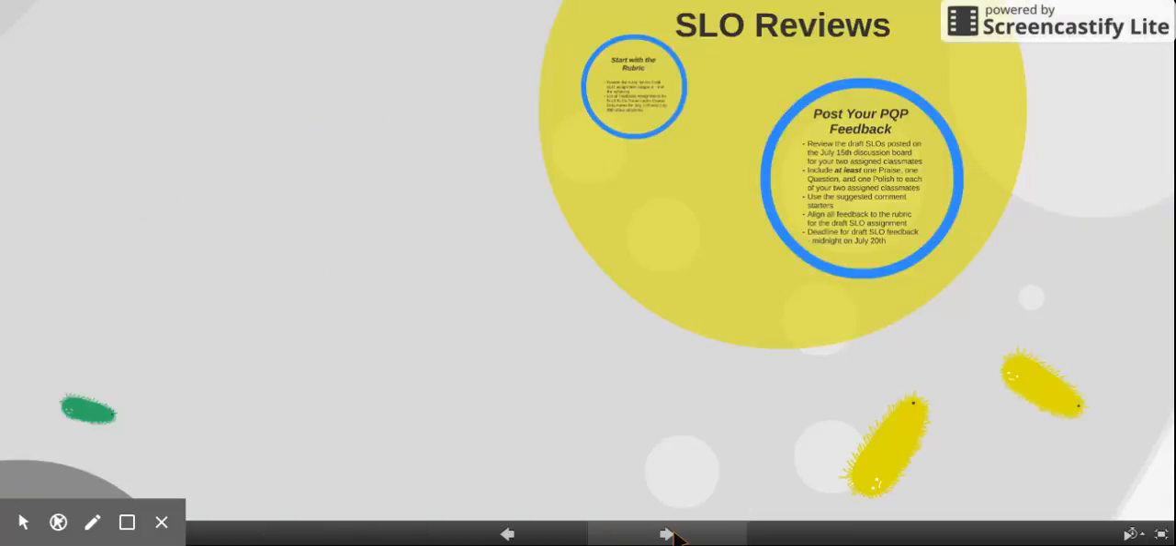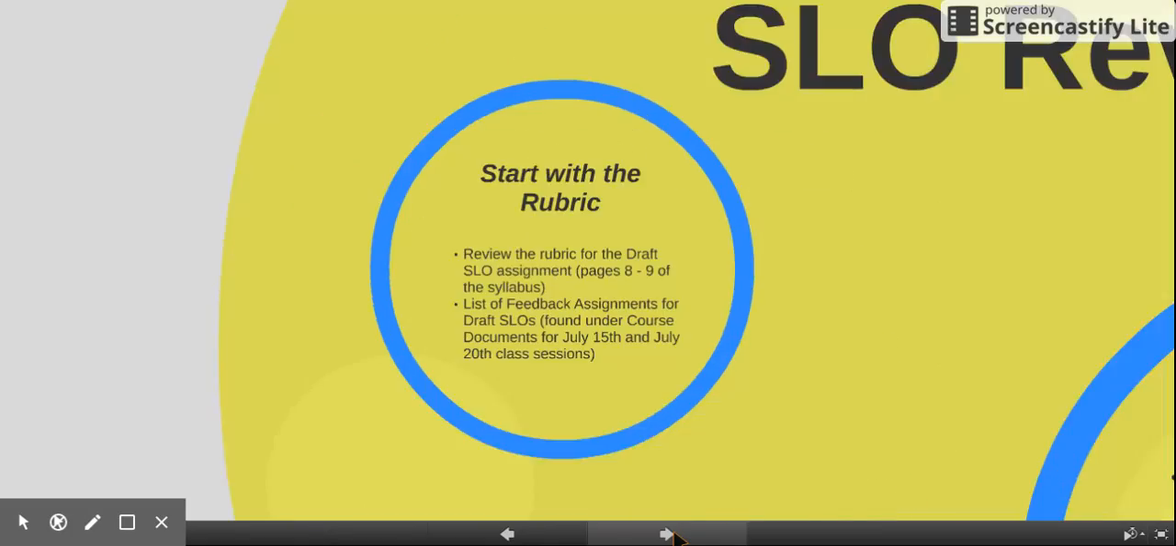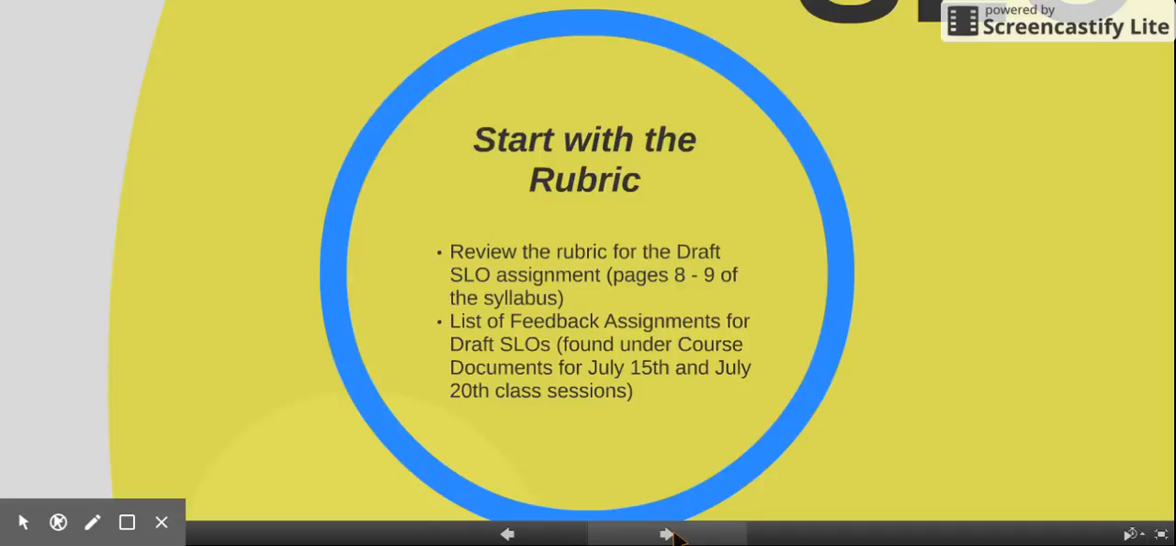So that's the PQP method in a nutshell. This is a great strategy that can be adapted to any level or content to help provide focused peer feedback. Now, let's take a look at the expectations for using this method to provide feedback on our draft SLOs. The first step is to start with the rubric for the assignment, which can be found on pages 8 and 9 of your syllabus. This will help guide you as you review each other's drafts and focus you in on the criteria for completing the SLOs.